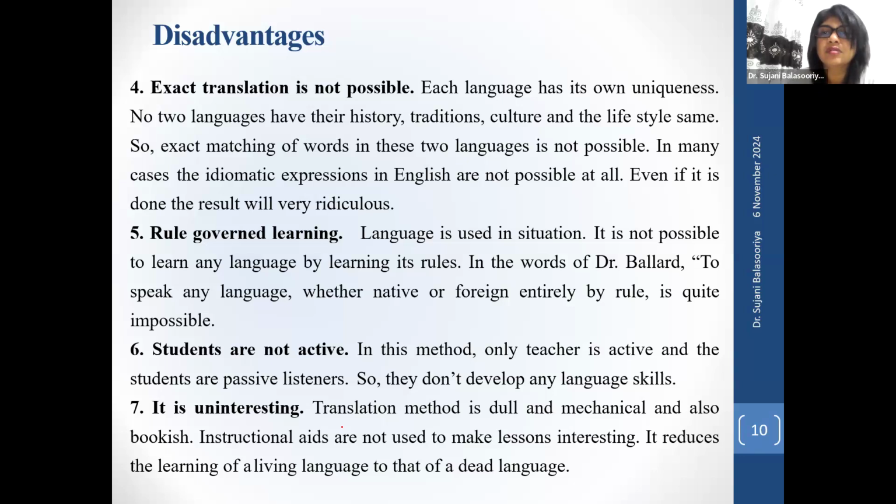Right. So that is about the grammar translation method. Hope the others also got some idea, although I didn't hear anything from the others, right? Only Philip was talking. Okay. Next we have the direct method.